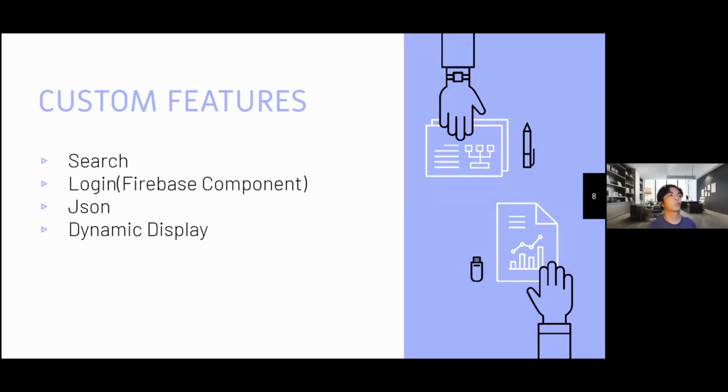For the custom features, we use different kinds, such as search, which is a functionality that's important in applications to search specifically. Login uses Firebase, where all user credentials are stored. Next is the JSON, where we store all the content, such as the modules and lessons. Lastly is the dynamic design. We use this kind of design to retain the layout even though we have different content.